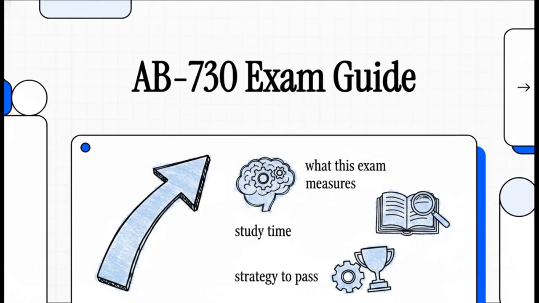So, you've been using generative AI at work, and now you're ready to make it official. Well, you are absolutely in the right place. Today, we're laying out the exact step-by-step roadmap for conquering the Microsoft AB-730 AI Business Professional Certification. We're going to break down exactly what this exam measures, where you really need to focus your study time, and the strategy you need to just entirely crush it.